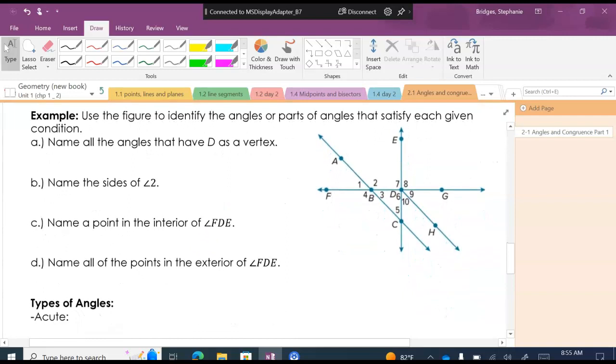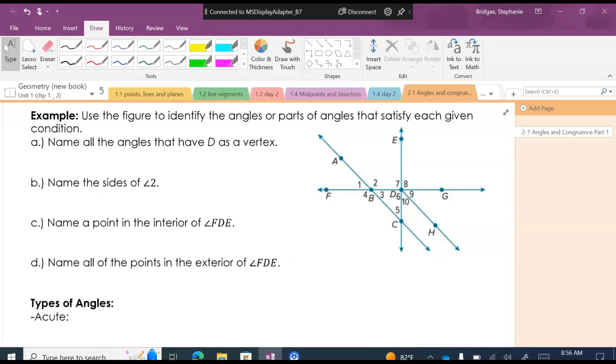So I want you to look at that picture. It's got a lot going on there, doesn't it? We've got a lot of angles. We're going to work this first example together, and then I'm going to give you an option to answer. Or actually, we're going to do A together, and we're going to take time to try the other 2. So name all of the angles that have D as a vertex. Okay? All of the angles that have D as a vertex.